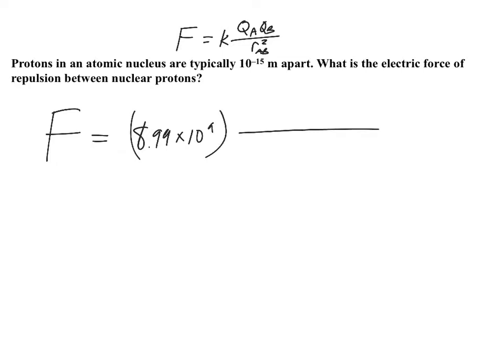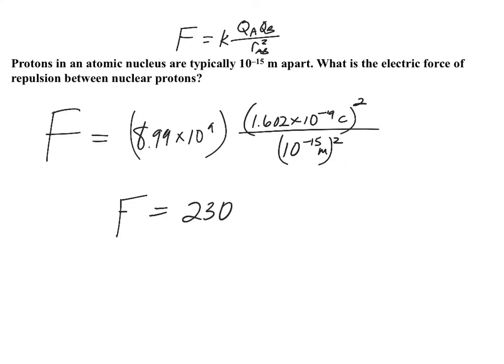And we're going to have, since it's a proton, just that fundamental charge, 1.602 times 10 to the minus 19 coulombs squared. And the distance between them is 10 to the minus 15 meters squared. So that means your force, crunch those numbers together, get 230.7 newtons.